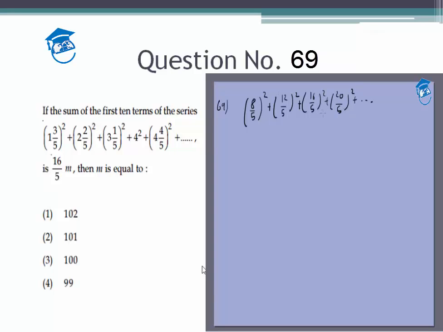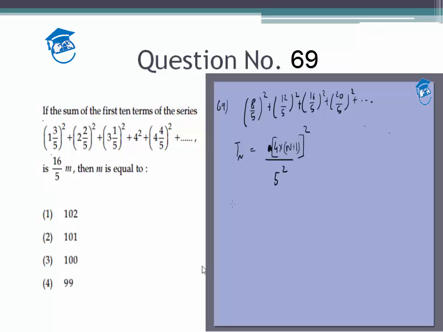If you want to write this in terms of n, what we can do is Tn will be divided by 5 squared in the bottom. Then we can see this is 8 squared, 12 squared, 16 squared. So this is basically 1, 2 and 3, but rather 2, 3 and 4 all multiplied by 4. So we have 4 times, the first term is 2, the second term is 3, the third term is 4, so we'll take n plus 1 and this whole square. This is the nth term, and we need to find the sum of the first 10 terms.